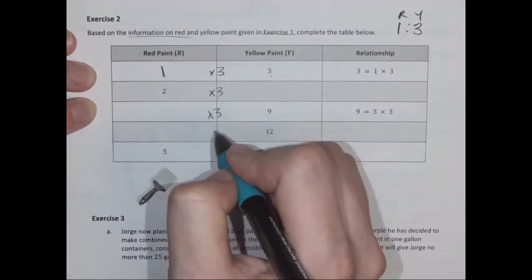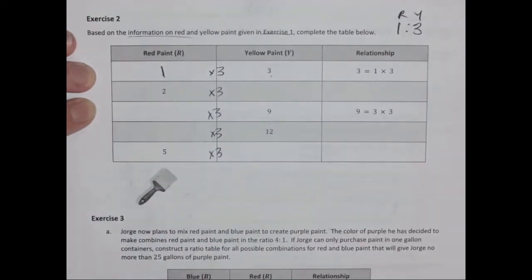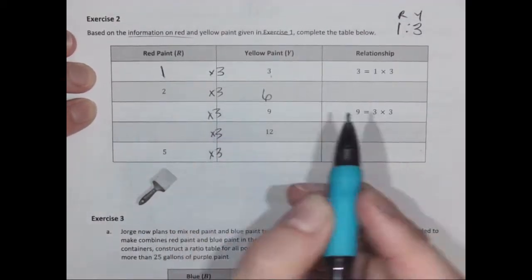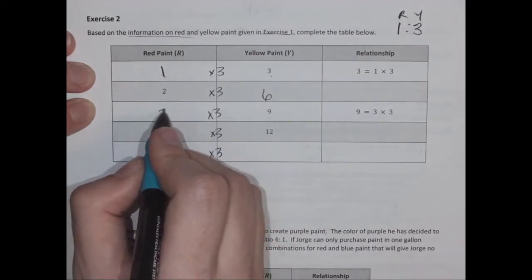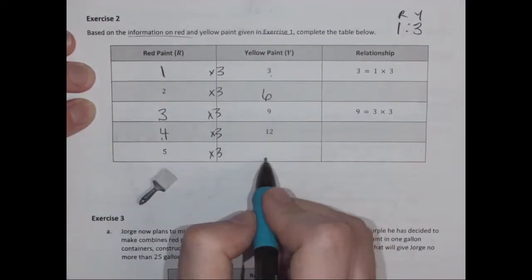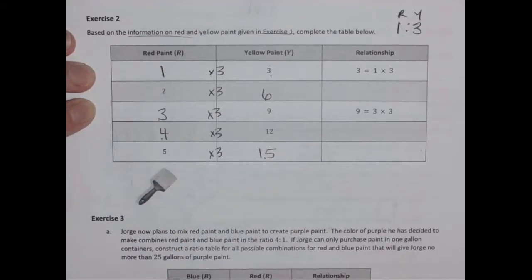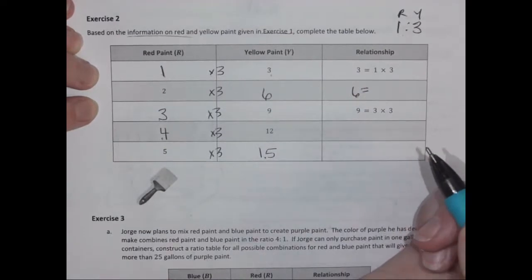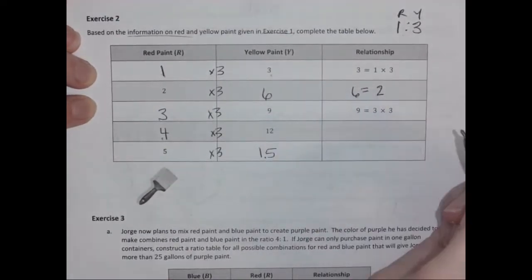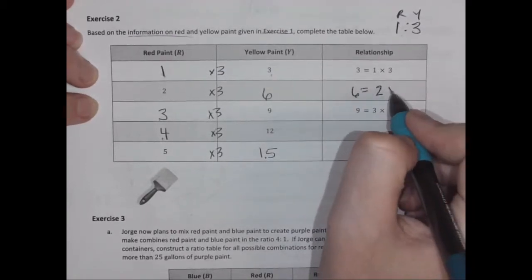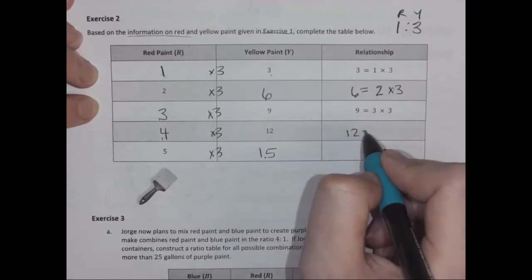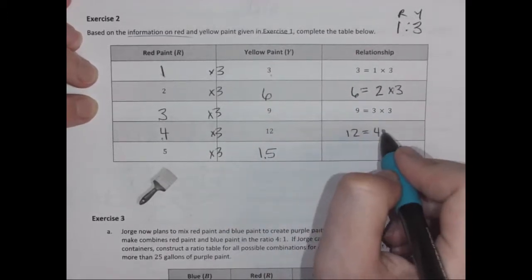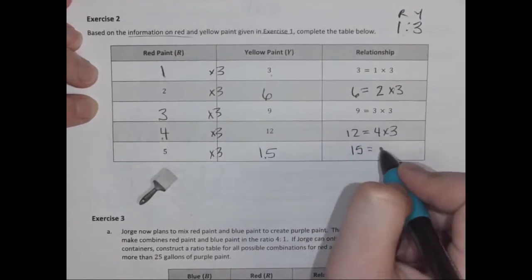If I carry that all the way down my table, what goes here? 6. What goes here? 3. What goes here? 4. And here? 15. What's the relationship between 2 and 6? 6 equals 2 times 3. 12 equals 4 times 3. 15 equals 5 times 3.